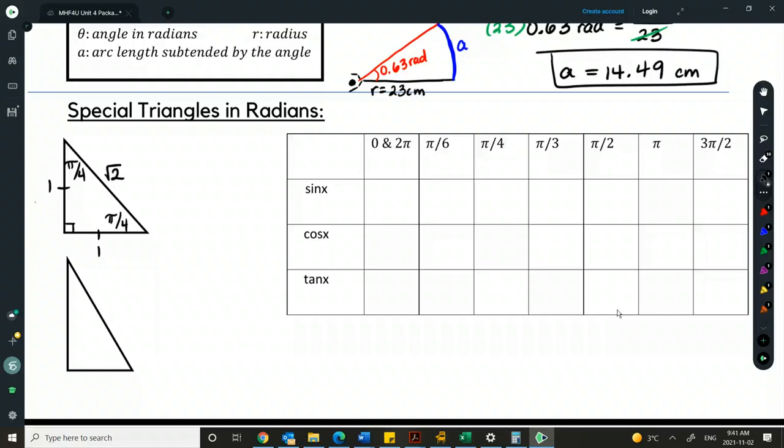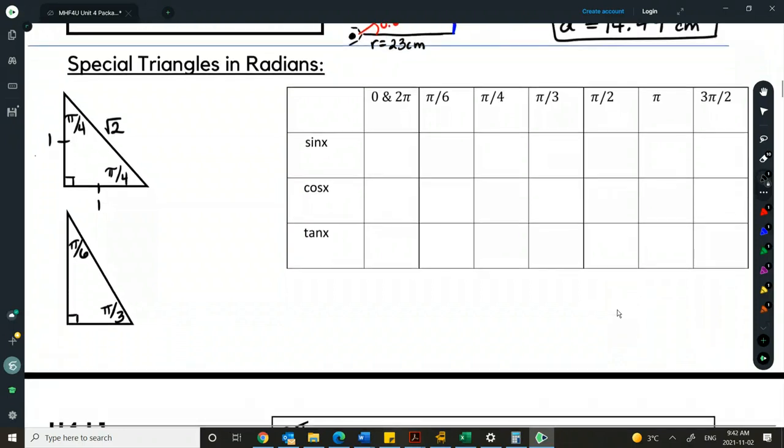Our other one was the 30, 60, 90 triangle. In our case now, that will be the pi over 6, pi over 3, pi over 2 triangle. Does anyone remember the side lengths of this one from last year? Lucas? Was it like 1, 2, root 3? It is a combination of 1, 2, root 3.